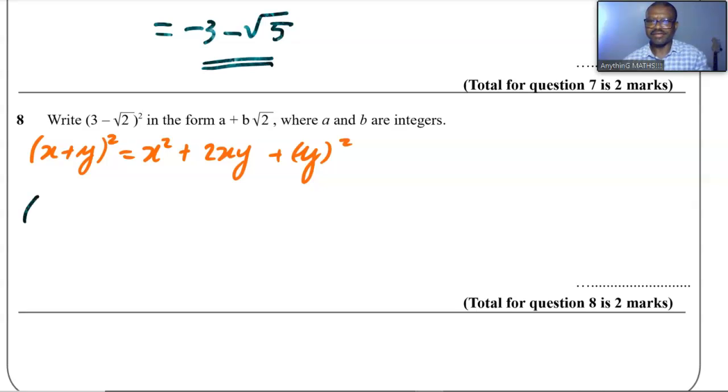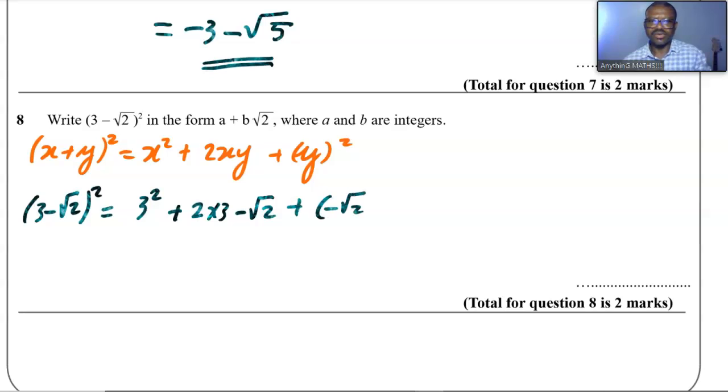Now we have 3 root 2 all squared. So this time 3 is x. So 3 squared plus 2 times 3 minus root 2 plus negative root 2 all squared.